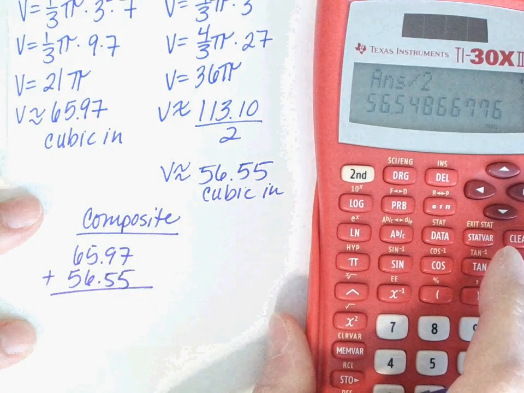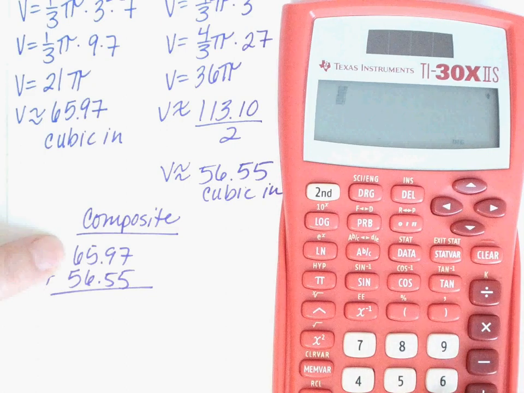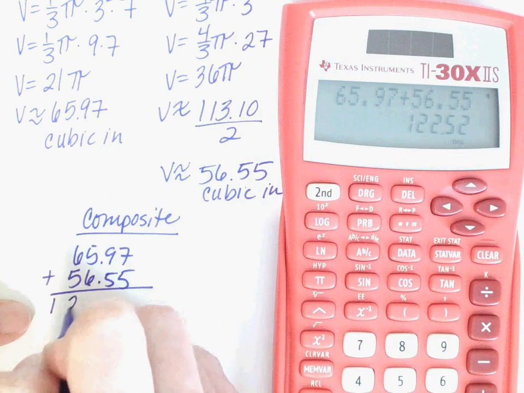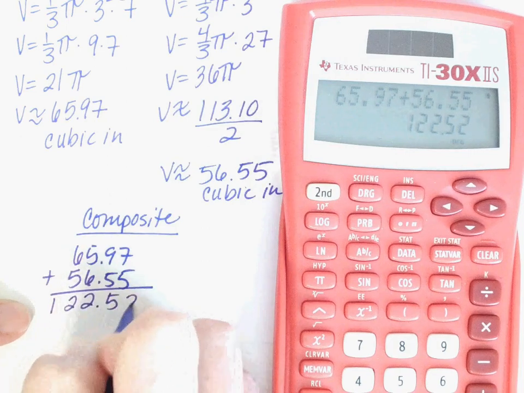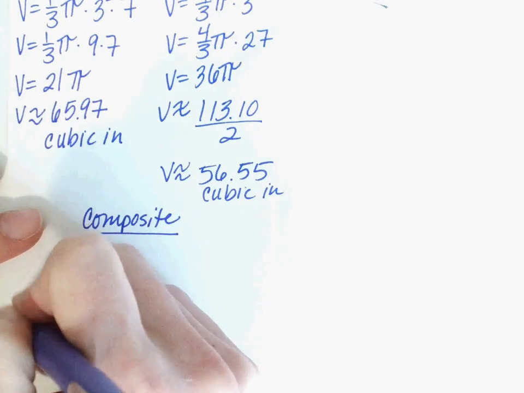And so in my calculator, I'm going to go ahead and just clear that out and do the 65 and 97 hundredths plus 56 and 55 hundredths. And I get 122 and 52 hundredths. And this is approximate.